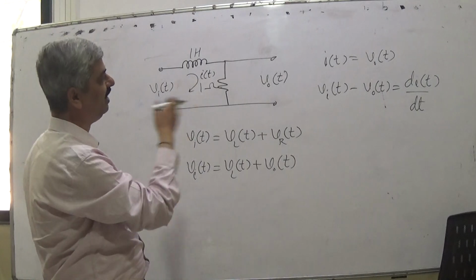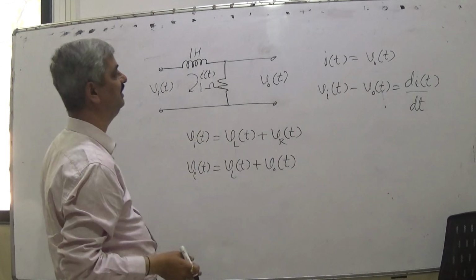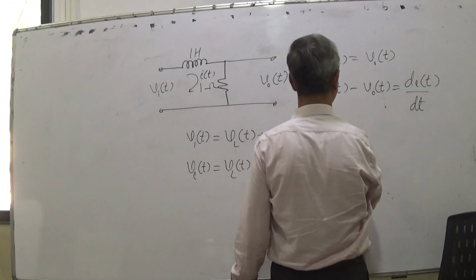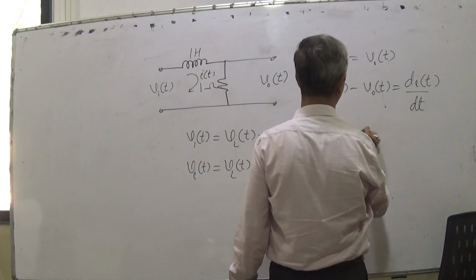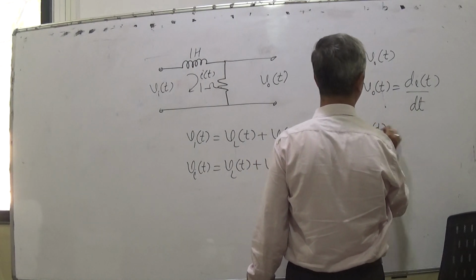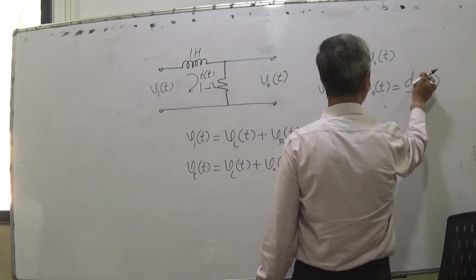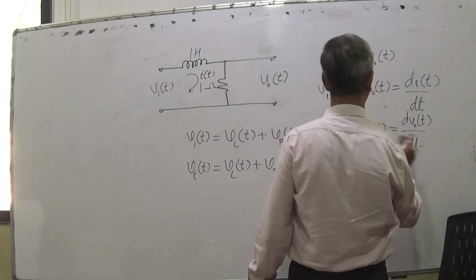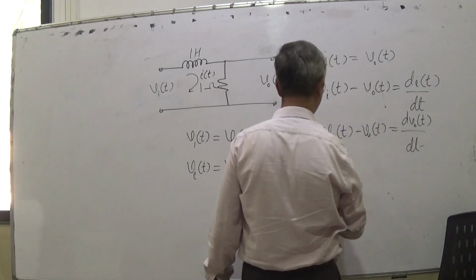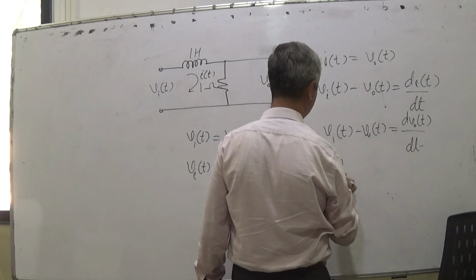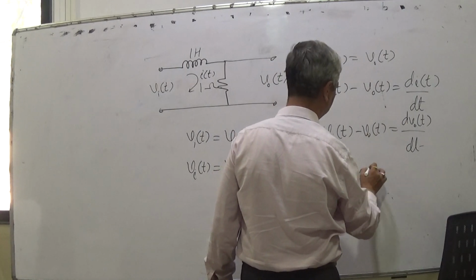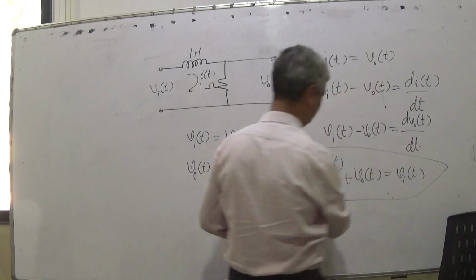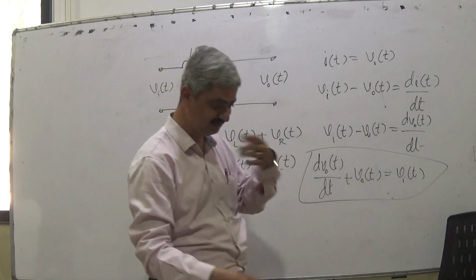So how can you proceed very easily? Simply i(t) is this, so you can replace it as vin(t) minus vo(t) is equal to di(t) by dt, which is dvo(t) by dt, and you get the same differential equation. Get this from the other side: dvo(t) by dt plus vo(t) is equal to vin(t). So these are just various ways.